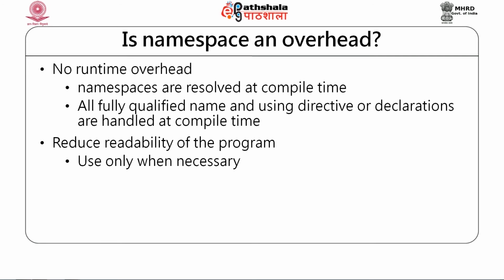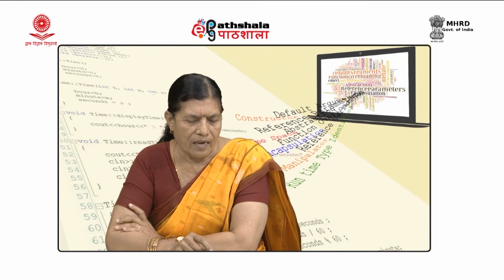So, there is no overhead at runtime, but of course, when we use fully qualified names or use directives and we have some other names with the same names, in that case it may create a readability problem. That means the readability will be poor, it will be difficult to understand or to read the program, and therefore it is advised to use namespace only when it is really necessary and not otherwise.